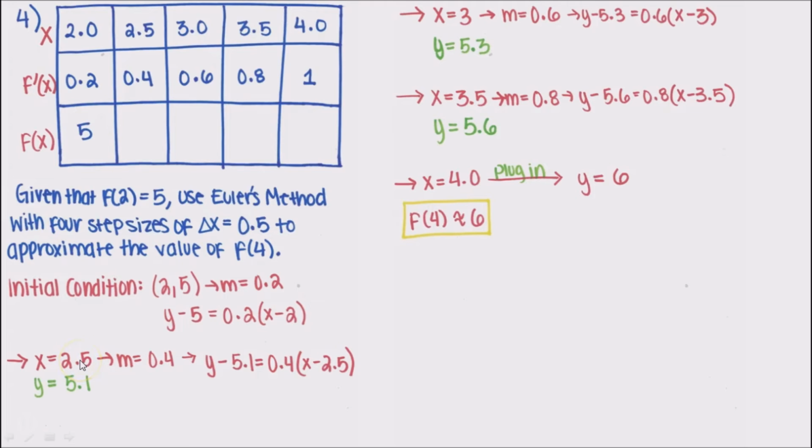We just plug our next step size into this to find our next y, and then to find our next slope, we know that x equals 2.5, so our slope must be 0.4 from the table. So basically, that's the only different thing about this problem, is that we have a table. Other than that, this is a regular Euler's method problem, and we finally get that f of 4 is about 6.